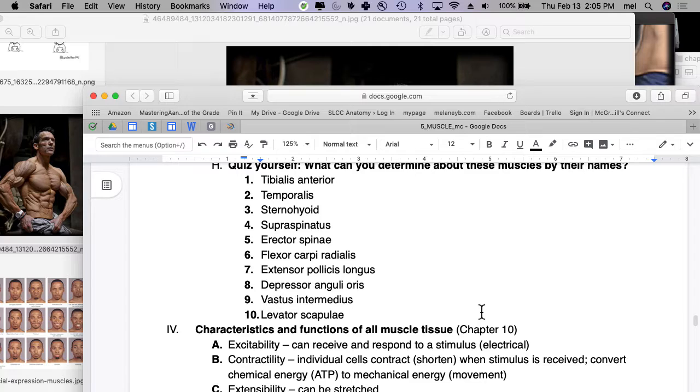If the tibialis anterior is on the anterior surface of the tibia, it doesn't cross the knee joint, it crosses the ankle joint. Tell me what it might do. Dorsiflexion. Definitely not plantar flexion. Yes? Good? Does that make sense?